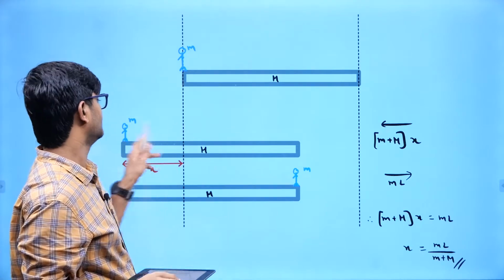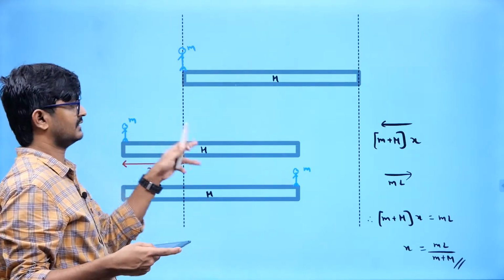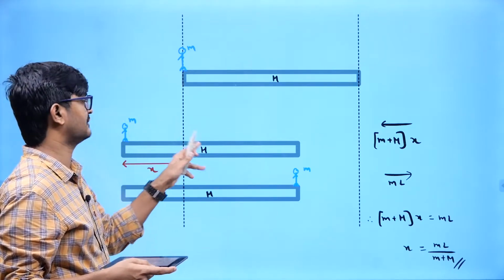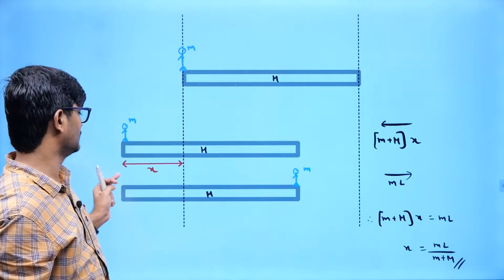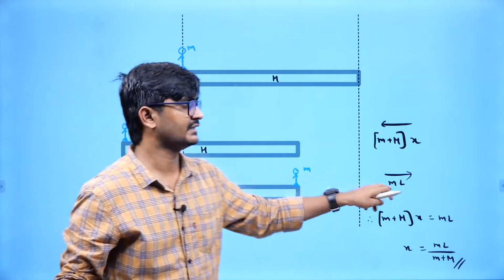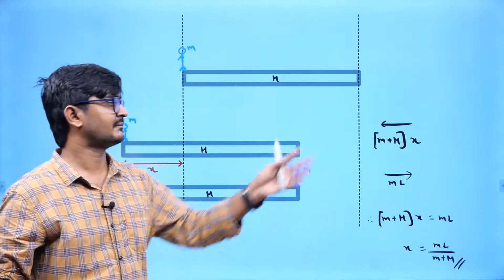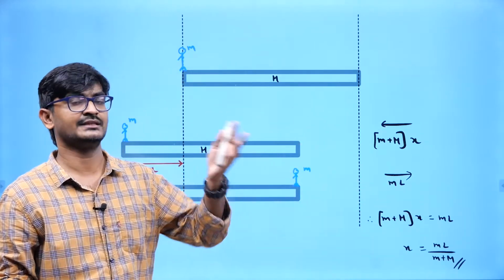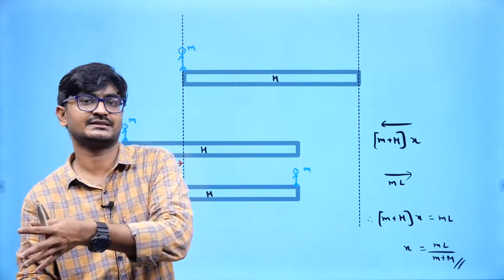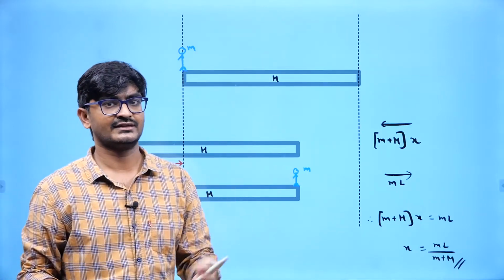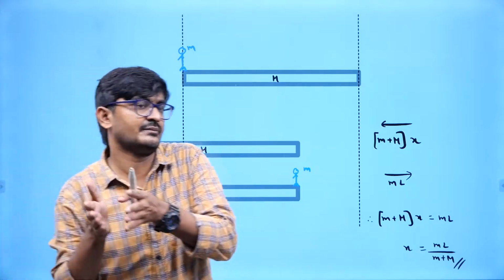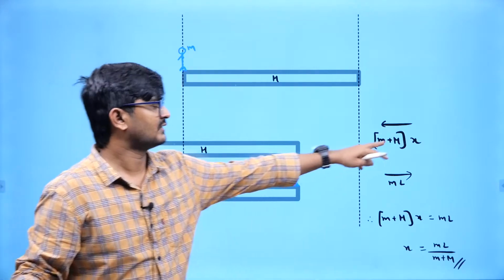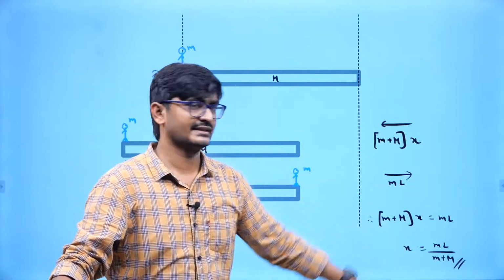So here total mass into x, that is small m plus capital M into x, in the backward direction. Now in this particular case, when he is going from here to here, it is small m into L in the forward direction. But you know the summation has to be 0. That's what you have seen, right? When center of mass is not moving, m1 x1 plus m2 x2 must be 0 vector-wise, or total mass into x in this direction must be equal to total mass into x in this direction. So I'll equate these two and I'll get the direct result.